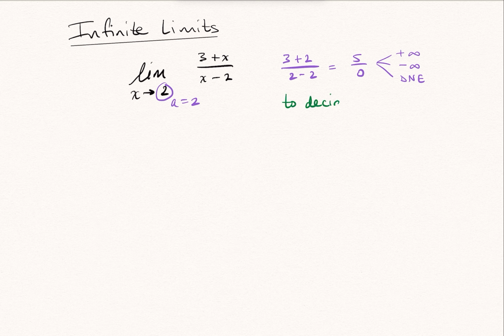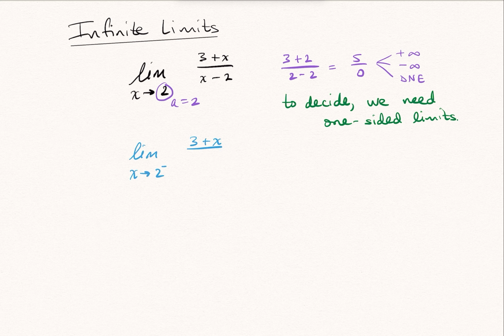So to decide, we need one-sided limits. We first need to evaluate the left side or the right side. I'll do left first. So this is left, and then right. And then we will decide between the three choices, plus infinity, minus infinity, or DNE. To test this, the way I recommend that we do this is just plug in the a, but this time we're going to actually have to do a little bit of thinking.